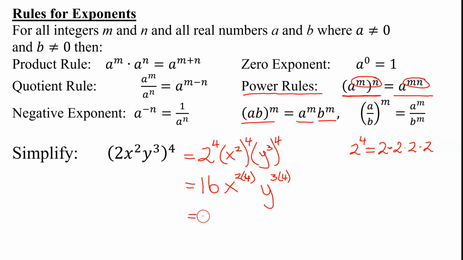So I'm going to get 16. X raised to the 2 times 4 is 8. So I'm going to have x to the 8. Y to the 3 times 4 is 12.